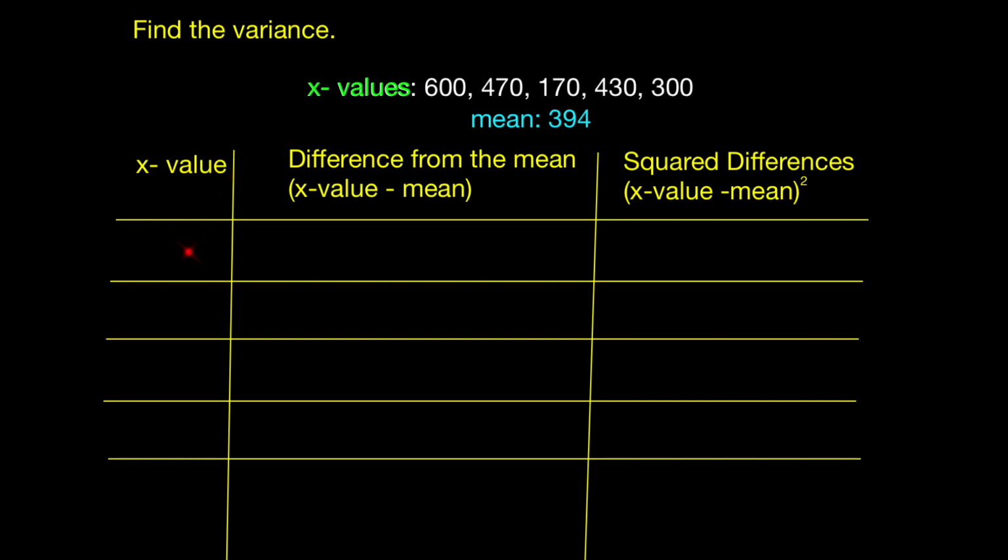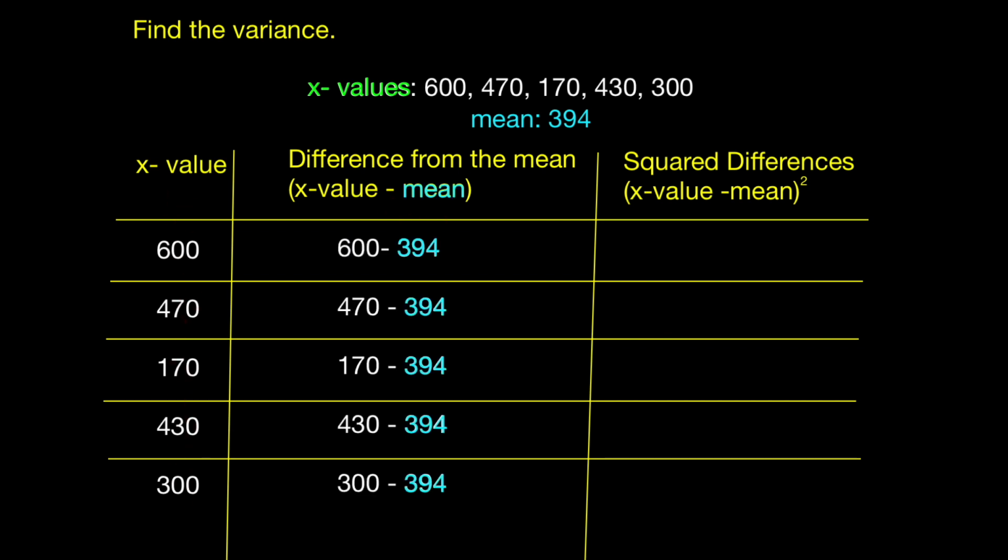Next, I'm going to use this graphic organizer to keep track of all of my calculations. First, I'm going to record all of my x values on this left column. I have 600, 470, 170, 430, and 300. Now, each of these x values, I'm going to subtract with the mean. So each one of them is going to get subtracted by a total of 394.